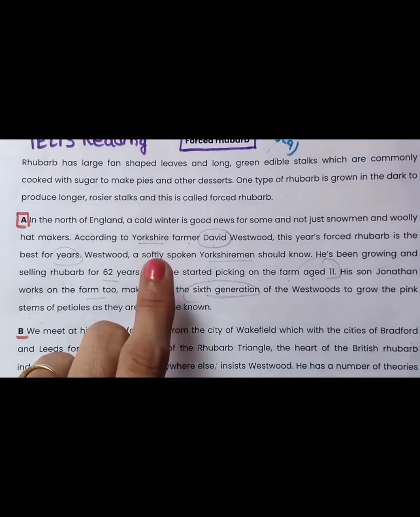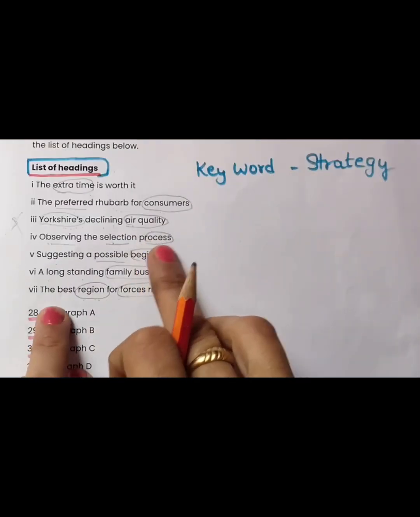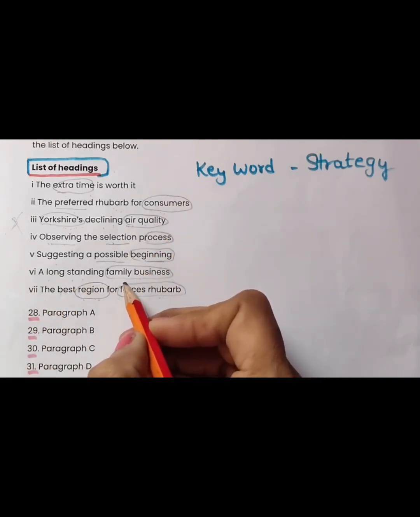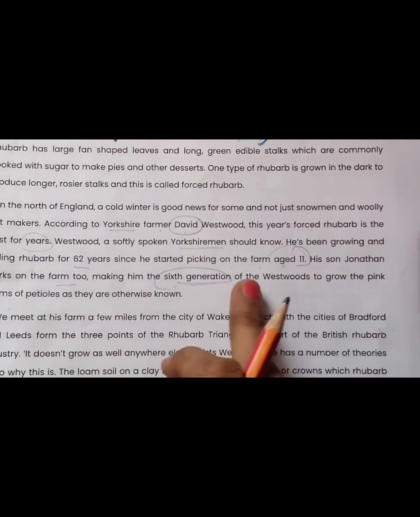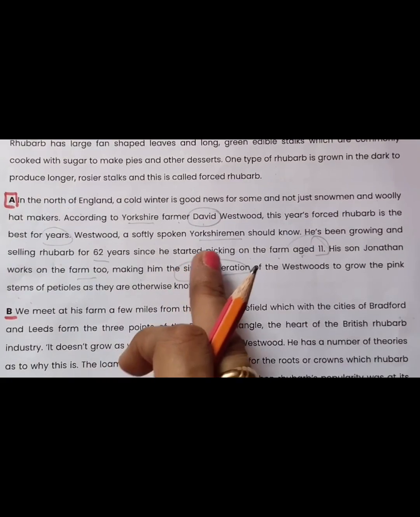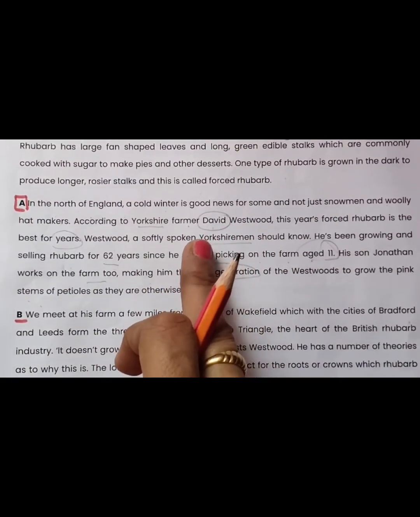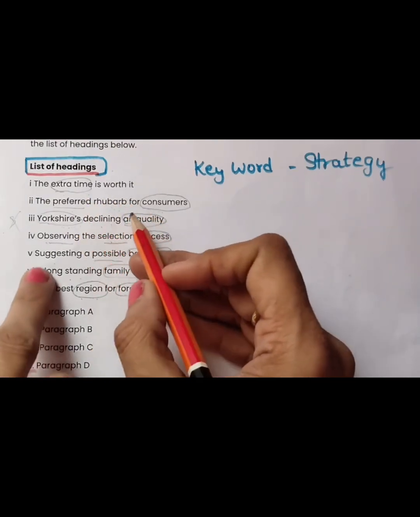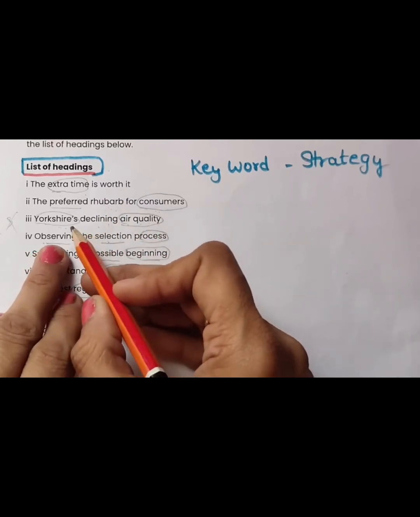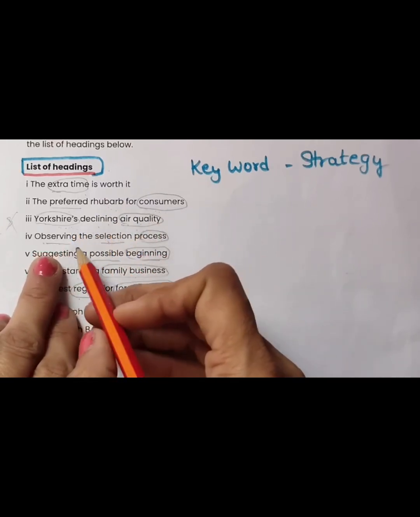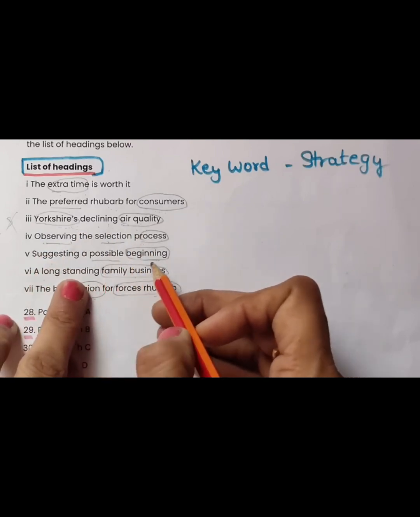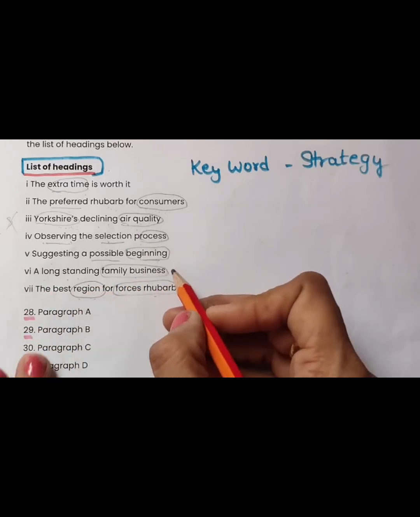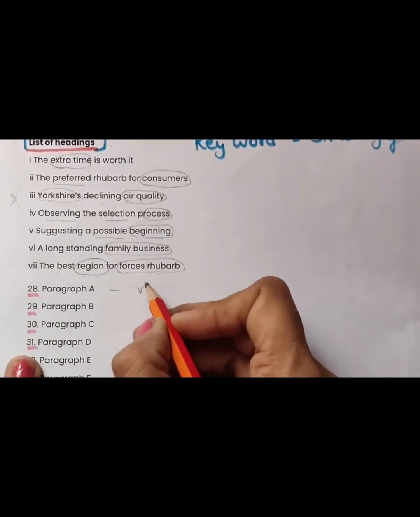This is a family business. So here I have read somewhere, yes, long-standing family business. You may be saying that family business is not there. Of course farming is also a business, but if you read it again, then definitely nothing is matching. So are they talking about extra time is worth it? No. Consumers also he is not talking. Yorkshire's declining air quality is not described here. Observing selection process is not there. Possible beginning is also not there. So he is talking about being the 6th generation and all. That's why I will select this number 6 with paragraph A.